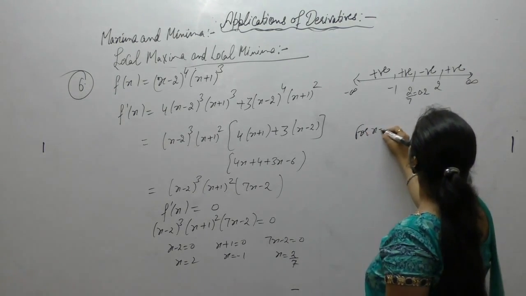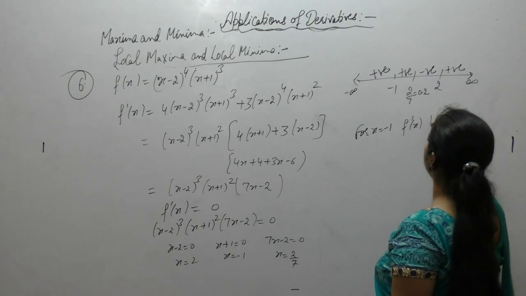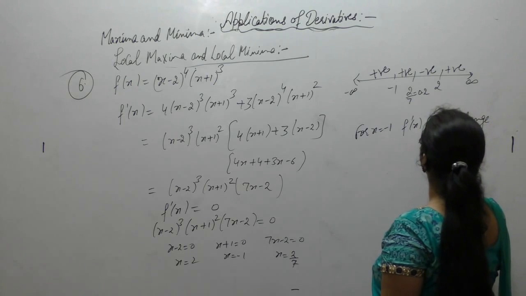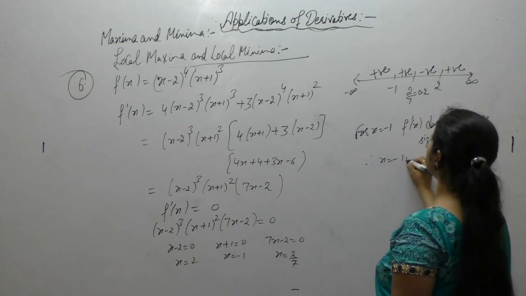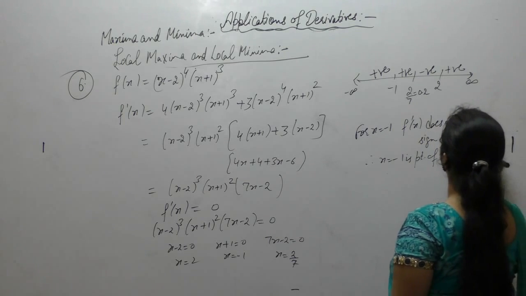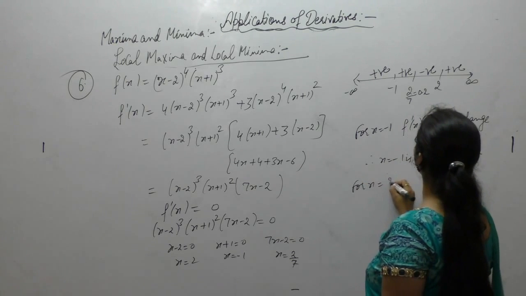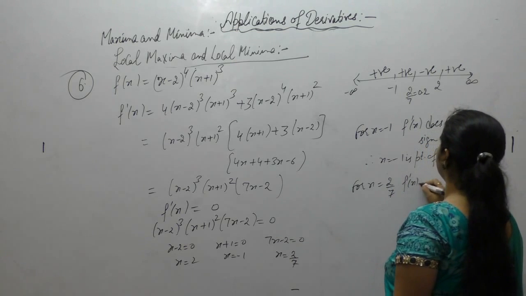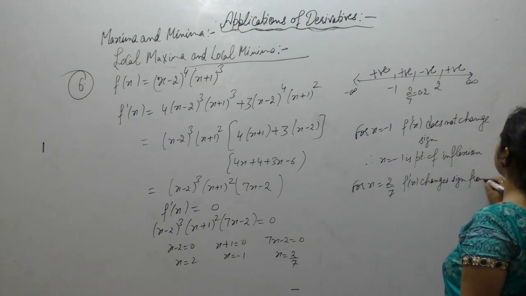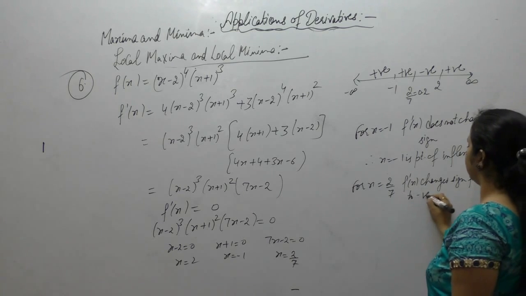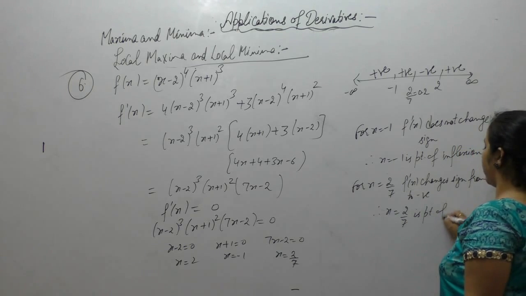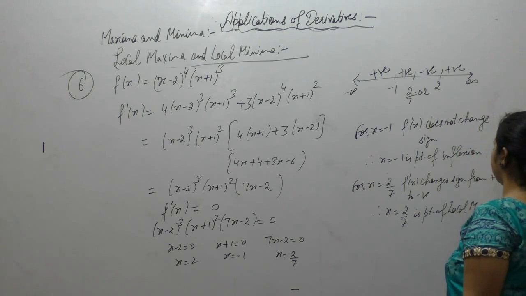For x equals minus 1, f dash x does not change sign. Therefore, x equals minus 1 is the point of inflection. For x equals 2 by 7, f dash x changes sign from positive to negative. Therefore, x equals 2 by 7 is the point of local maxima.